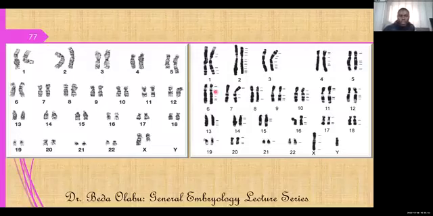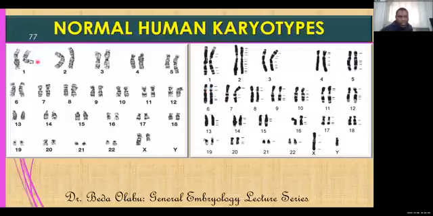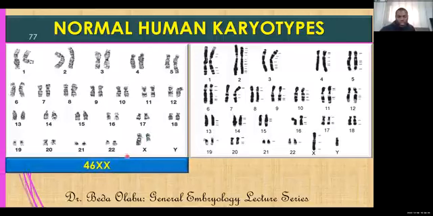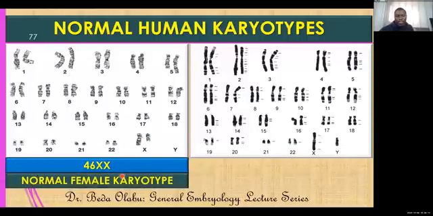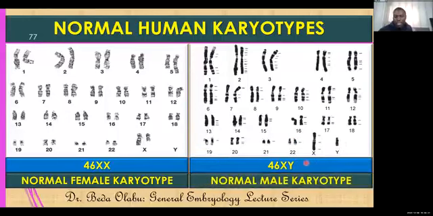Now, I'm presenting to you some normal human karyotypes. This individual has 46 chromosomes in total, with the 23rd pair of chromosomes being XX. So this is a normal female. This other individual has 46 chromosomes with the 23rd pair being 1X and 1Y. So that is male, normal.